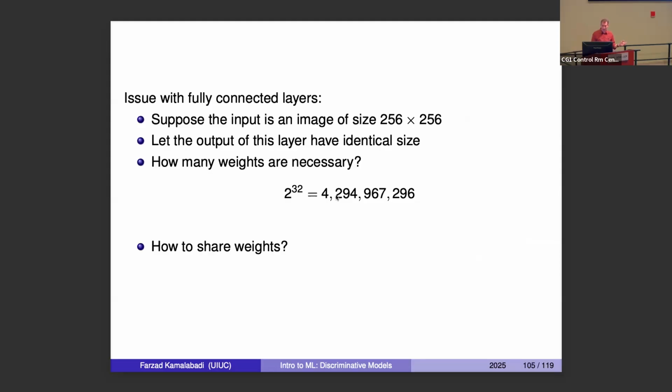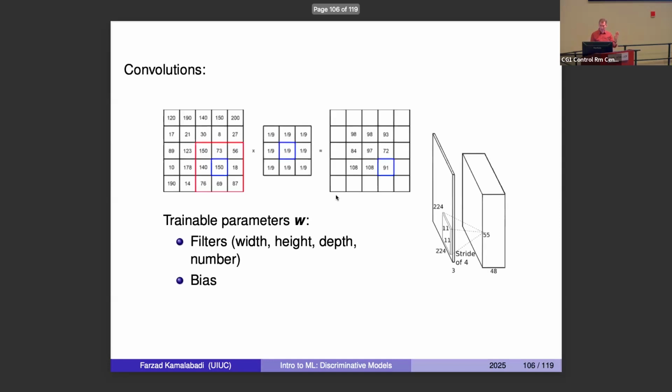But of course, there's an issue with this fully connected layer. Suppose that the input is an image of 256 by 256 pixels, and suppose that the output of the layer has identical size. Then the number of weights necessary is too large with this type of fully connected layer. For that reason, there are many schemes for bypassing that. There are many, many schemes, but just be aware of that.